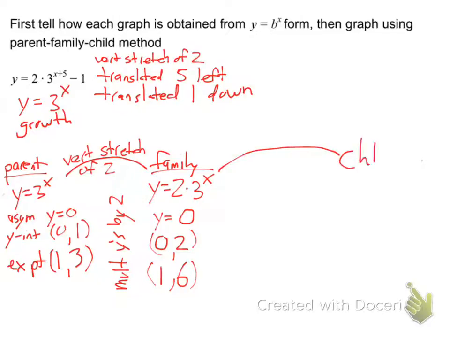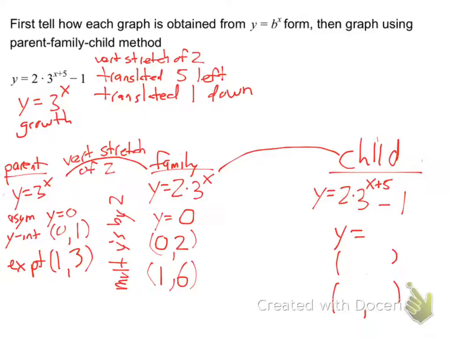We now go to the child. The child is the original equation, yes? It has all those moving parts. Children move around quite a bit. I know, it's an experience. So, 2 times 3 to the x plus 5 minus 1. Guess what? It still has 3 pieces of information. It has y equals, it has a point, and a point. The 3 pieces of information are still there.